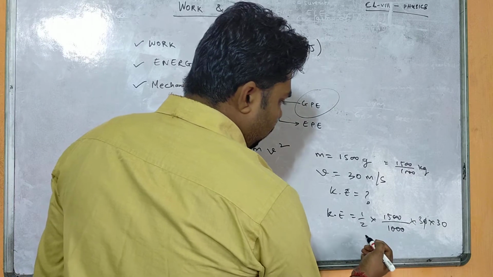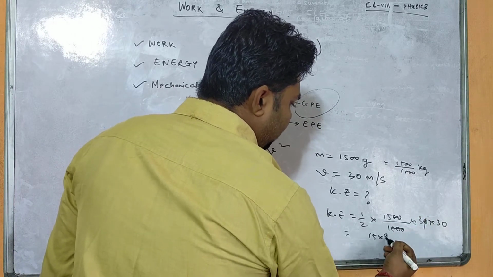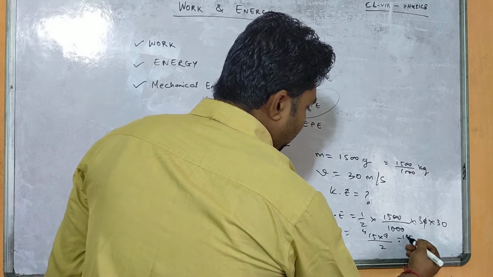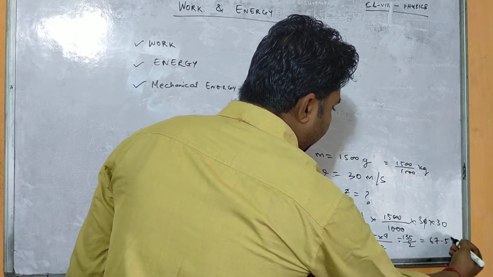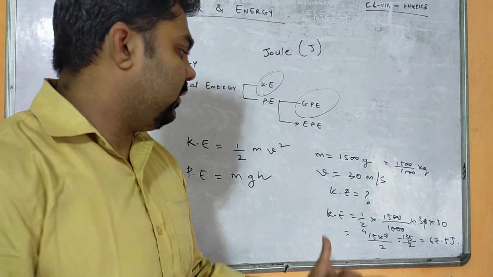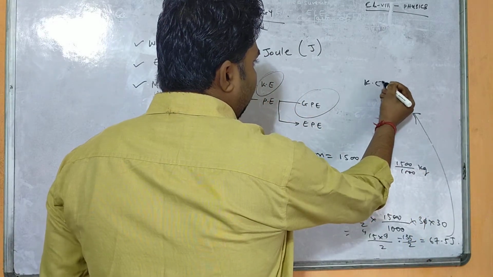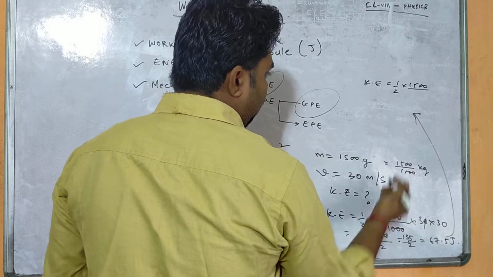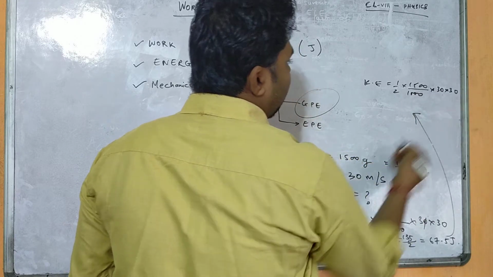So now we will calculate this one. 15 into 9 divided by 2. So 9 5s are 45, 9 1s are 9, 135 by 2: 2 6s are 12, 2 7s are 14, that is 67.5 joule. So this is our answer. This is how we calculate here. So you will see the calculation once more: kinetic energy equals half mv squared, the mass m we have converted in kg, and 30 into 30 because of v square.